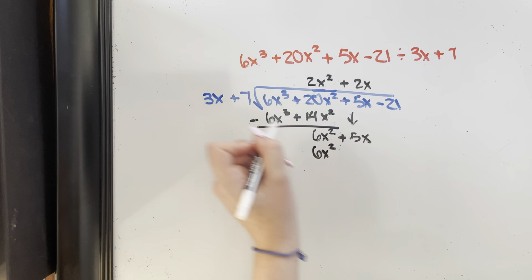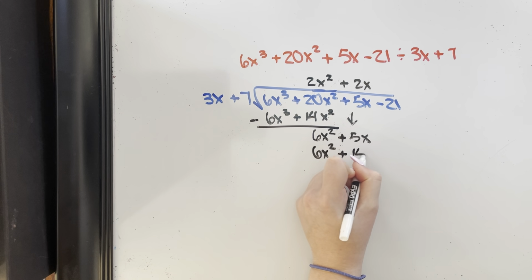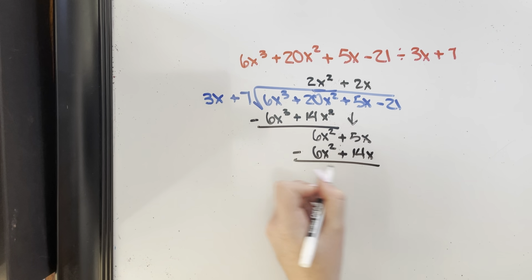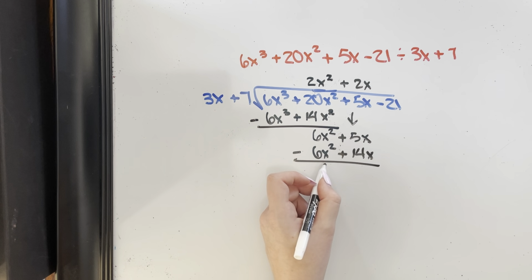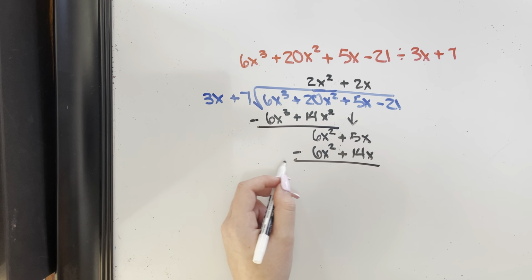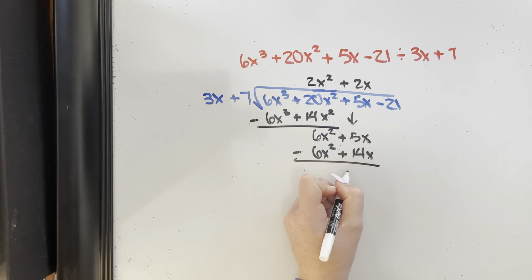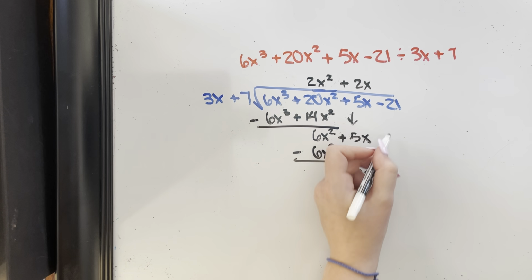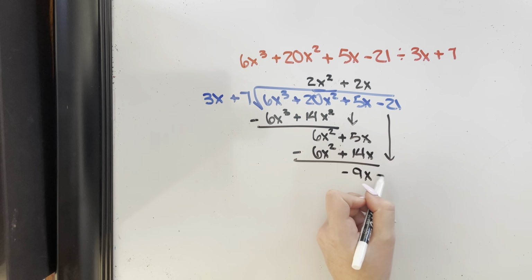Then 2x times 7 gives you positive 14x. And now you subtract, and that's 0. And then 5 minus 14 gives you negative 9x. Now you're going to bring down the last term.